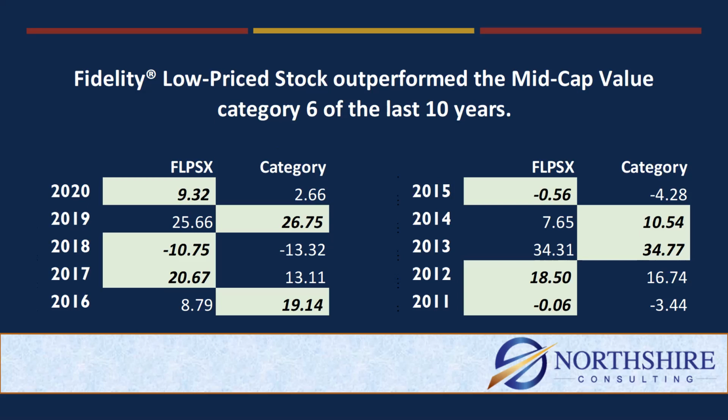And then in 2017, it kind of went the other way. So you had the fund up over 20% and the category was up over 13%. So that's that active management coming into play.